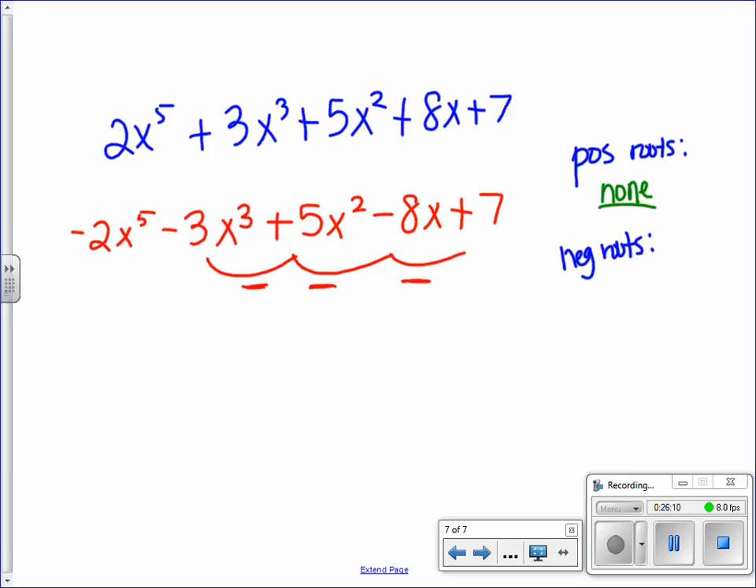How many negative roots does this have? 3 or 1. You know it has at least 1, and then if you find a second one, you know it has at least 1 more. It does not have 2 negative roots. If you find 2 negative roots, there's another one out there. You know it has at least 1. Okay?